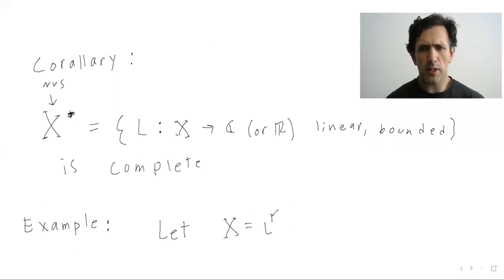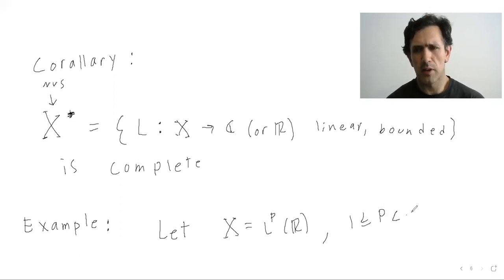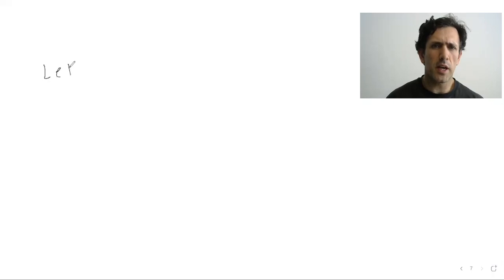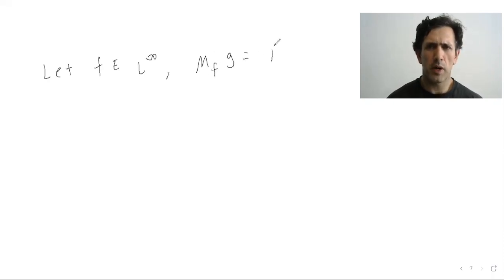Okay, so let's say X is L^p of the real line, or R^n, doesn't matter, for p between 1 and infinity. Let's say f is in L infinity, and define multiplication by f: just f times g, nothing too fancy here. Certainly, it's pretty trivially in L^p.